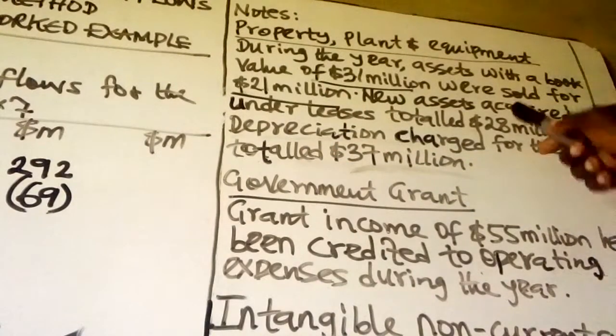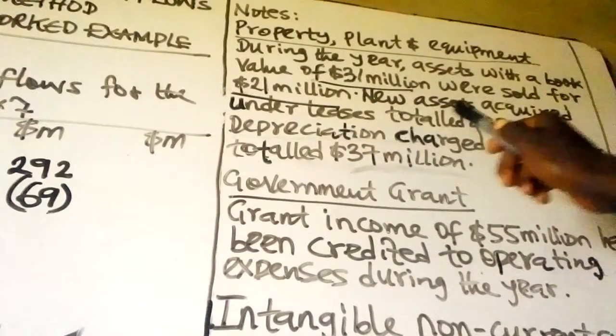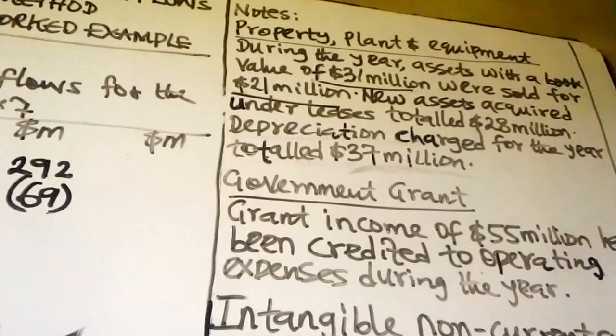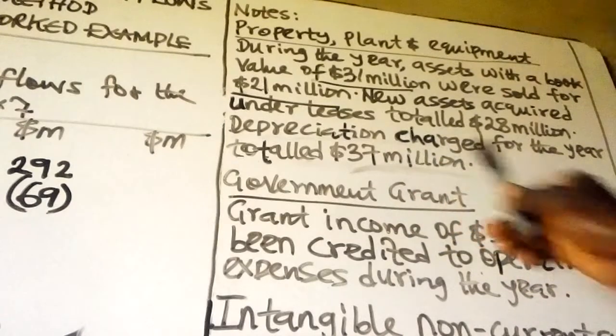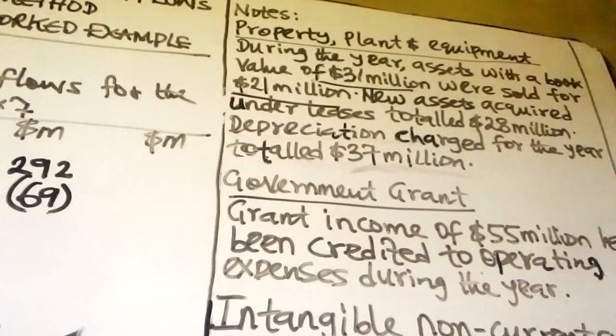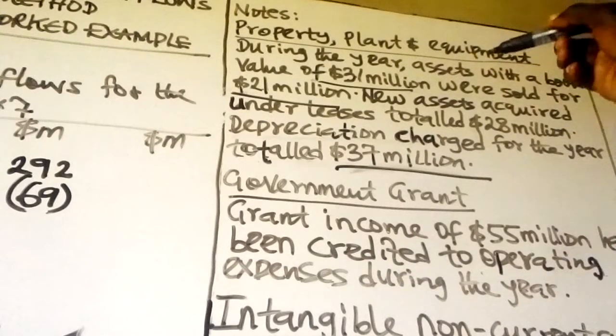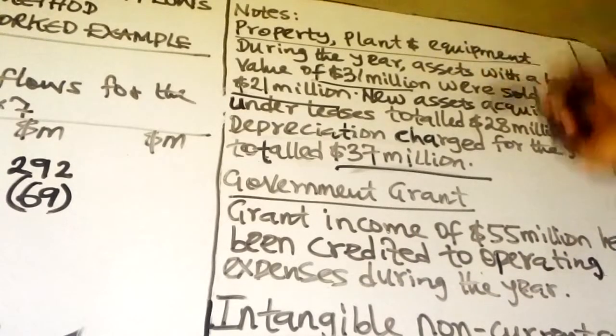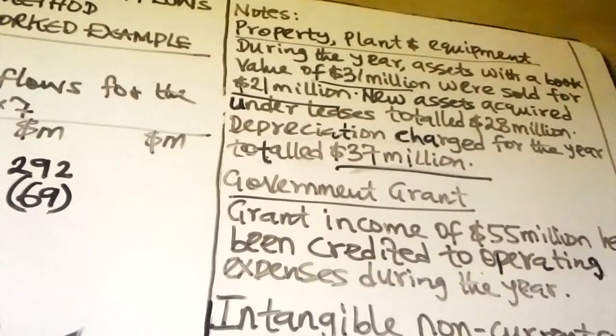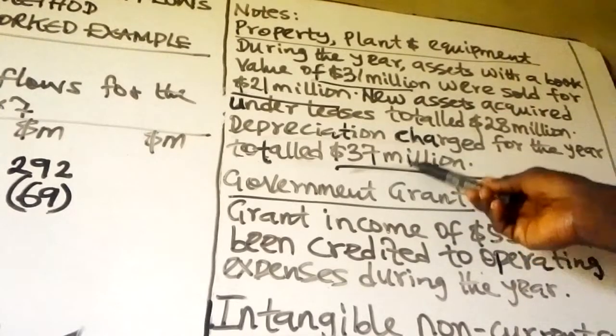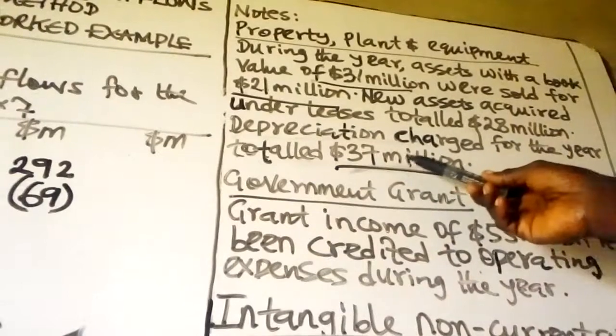New assets acquired under leases totaled 28 million. This is an asset acquired on lease. Depreciation charge for the year totaled 37 million. That means the depreciation will have been included in administrative expenses. So you are going to eliminate its effect from that because you want to convert from accrual to cash. We want to eliminate it.